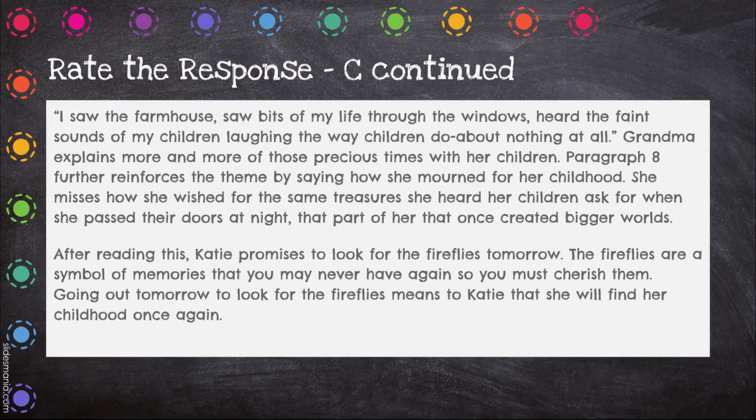Quote, I saw the farmhouse, saw bits of my life through the windows, heard the faint sounds of my children laughing the way children do about nothing at all. End quote. Grandma explains more and more of those precious times with her children. Paragraph 8 further reinforces the theme by saying how she mourned for her childhood. She misses how she wished for the same treasures she heard her children ask for when she passed their doors at night, that part of her that once created bigger worlds. After reading this, Katie promises to look for the fireflies tomorrow. The fireflies are a symbol of memories that you may never have again, so you must cherish them. Going out tomorrow to look for the fireflies means to Katie that she will find her childhood once again.